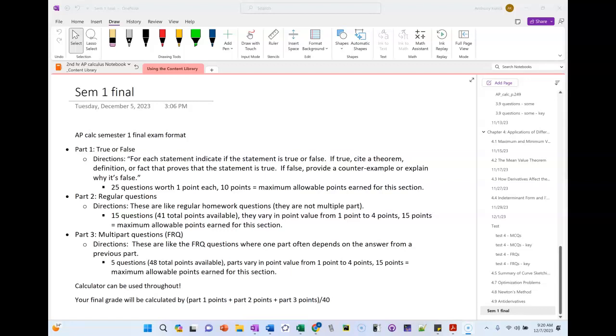Part 3 are going to be like multi-part questions, like a free response question that you've seen before. Again, there's going to be 5 of these multi-part questions. There's 48 points available in that section. Again, the point values for each part would range from 1 to 4 points. Your goal is to get 15 total points from that section. So again, you can be discriminate. You can pick out the things that you are like, hey, I know how to do this part. Let me do this part. You can jump around. You can pick and choose what you feel confident about.